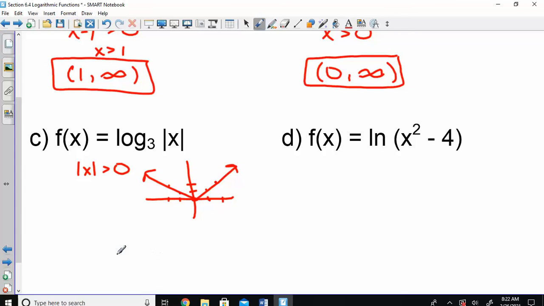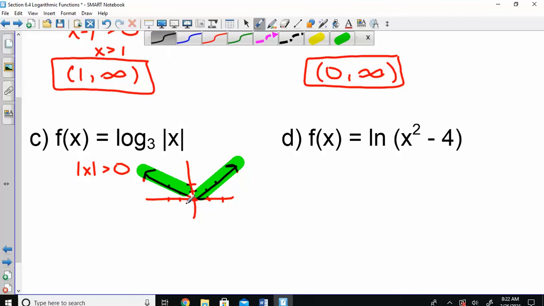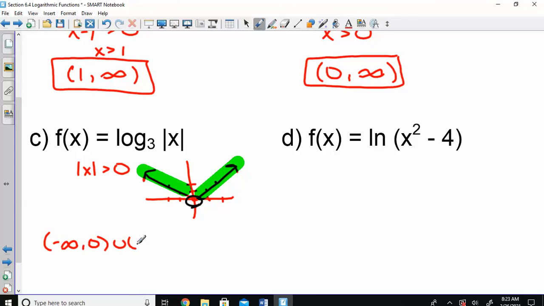Where is this graph greater than 0? Above the axis? Almost. It's above 0 here. It's above 0 here. What's the only place where it's not above 0? At 0. So this one can essentially be everything except 0. So it's negative infinity to 0, union 0 to infinity. So sometimes those graphs can help us if we don't remember or know how to solve it algebraically. This one is above 0 everywhere except 0 itself.